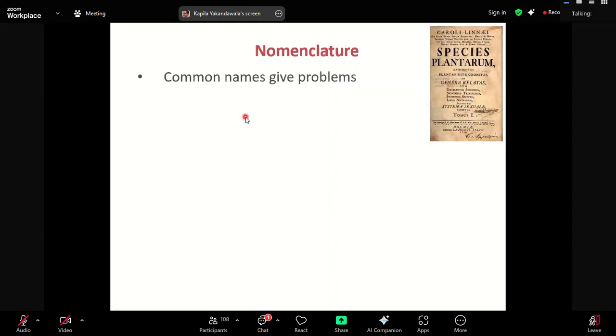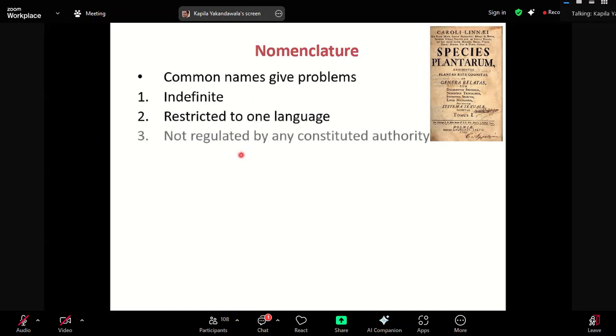Nomenclature. You might think that, right, why can't we use common names? You can use common names in Sinhala, in Tamil or English. You can use it, but they give different problems. These are discussed in the book as well. They are indefinite. What do you mean by indefinite?